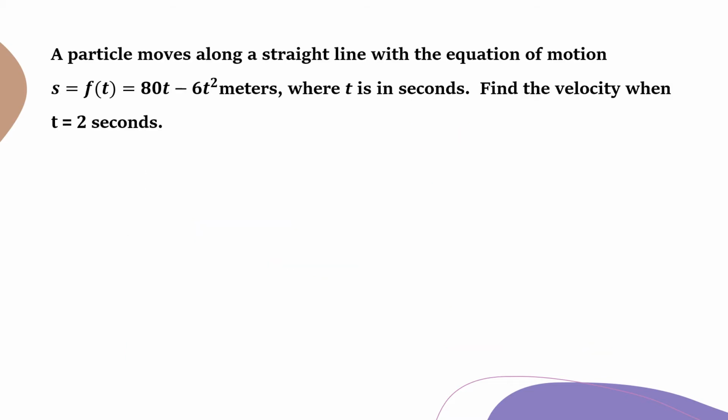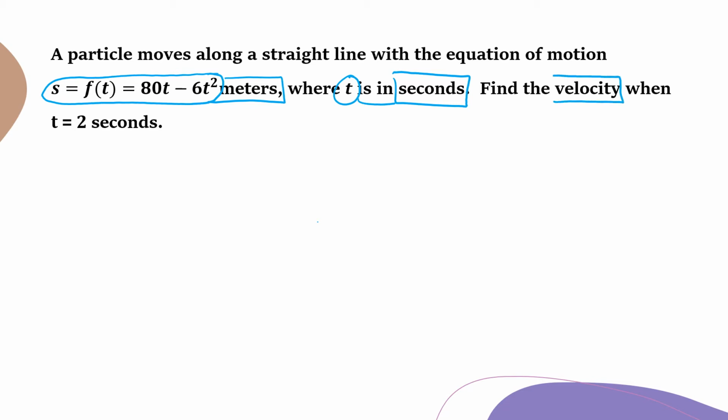A particle moves along a straight line with the equation of motion s is equal to f of t is equal to 80t minus 6t squared meters, where t is in seconds. Find the velocity when t is equal to 2 seconds. Recalling that the velocity is equal to the derivative s prime of the position function, so that'll be equal to f prime of t. We'll start by finding f prime of t so that we can find f prime of 2.